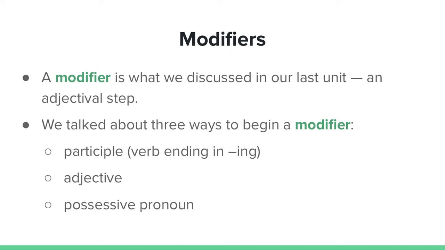A modifier is what we discussed in our last unit, an adjectival step. We talked about 3 ways to begin a modifier: a participle, which is a verb ending in ing, an adjective, or a possessive pronoun. So you find a noun in your sentence that you want to modify, and you add a modifier, sort of as an adjective, adding information about that particular noun.